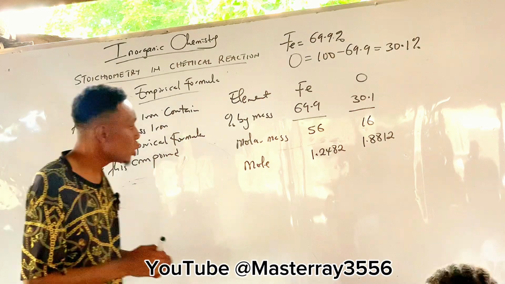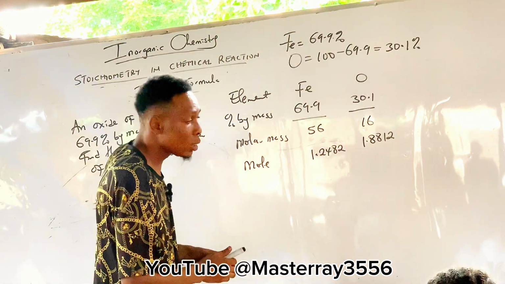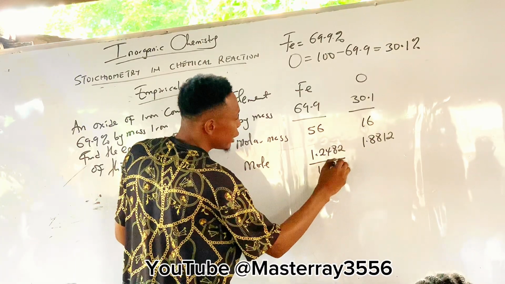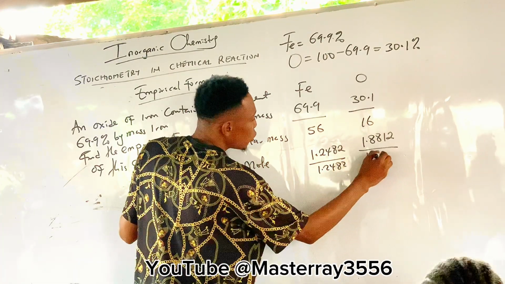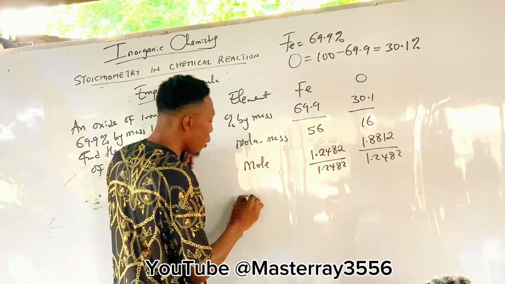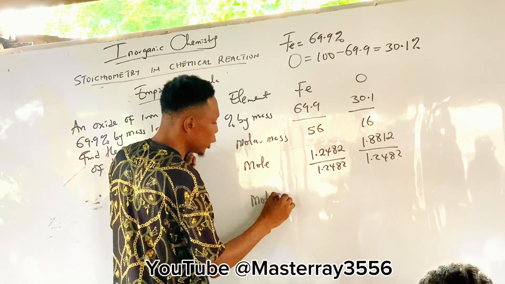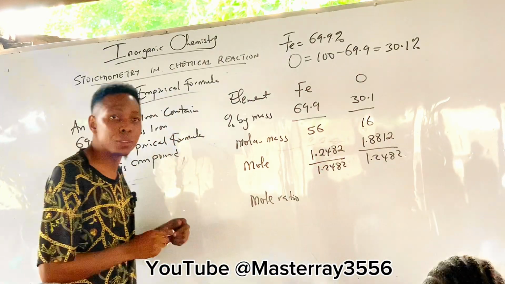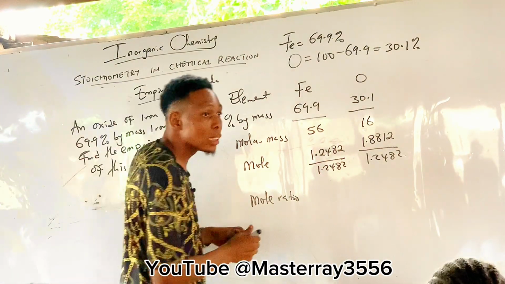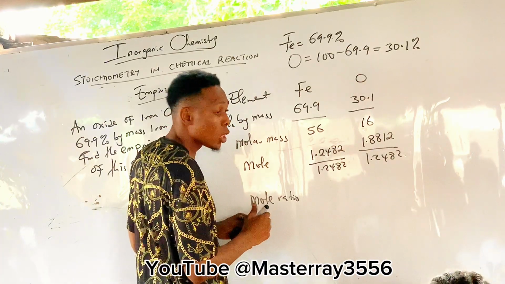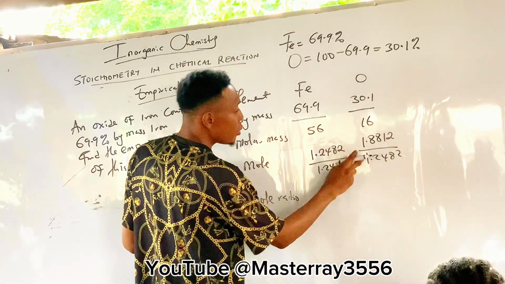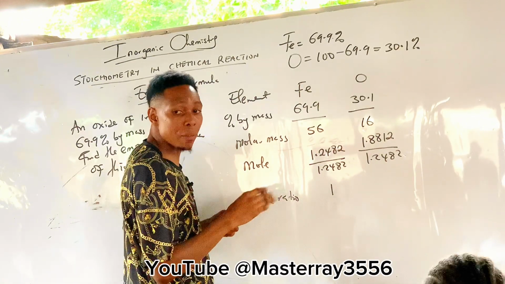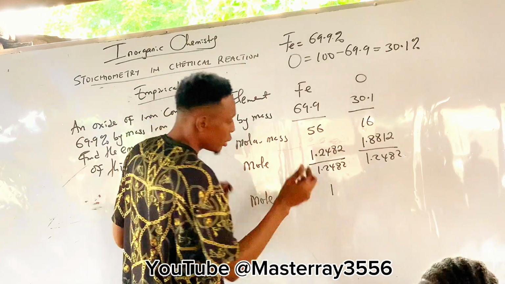So after that, we divide by the smallest. So between these two, which is smallest? 1.2482. That becomes 1.2482 divided by 1.2482. After that we are going to have what's called mole ratio. Are you following? So if you divide these two, what do you have? It is 1. Just 1. All right. So if you divide, what do we have? 1.5073.